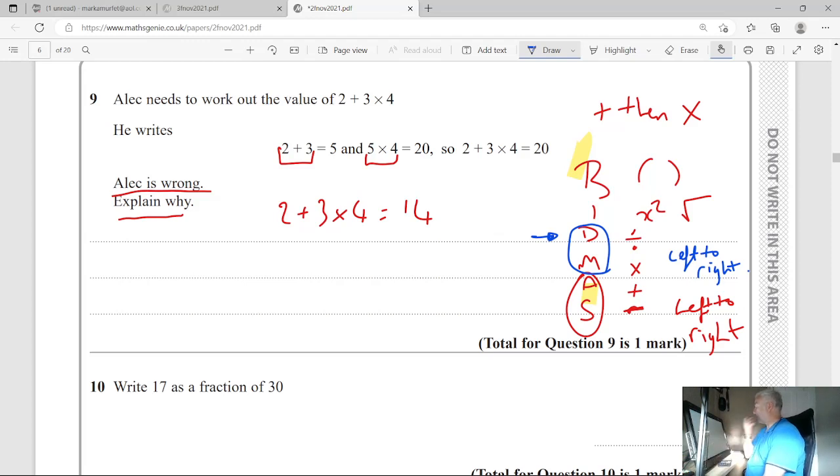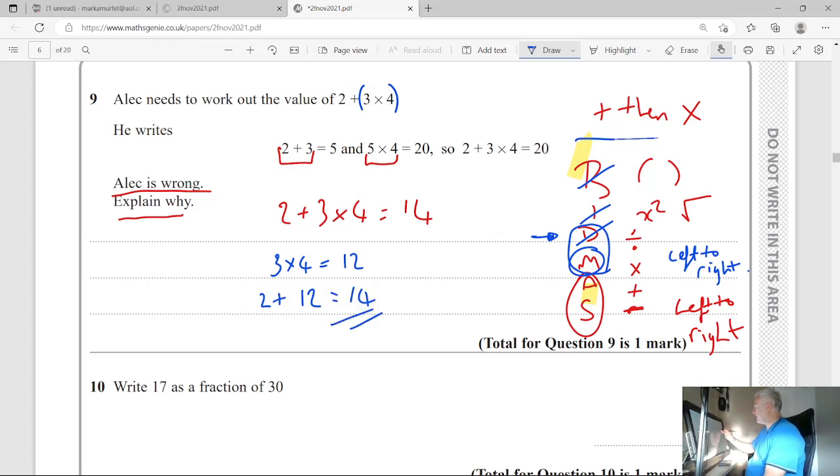Okay, so if we look in this sum, we know we've got no brackets, we've got no indices, we've got no divide, we have got a multiply, so let's do that first. 3 times 4 gives 12, and then I've got 12. Remember, that's the answer to that bit. Okay, I've got 2 plus 12, which gives me my 14.